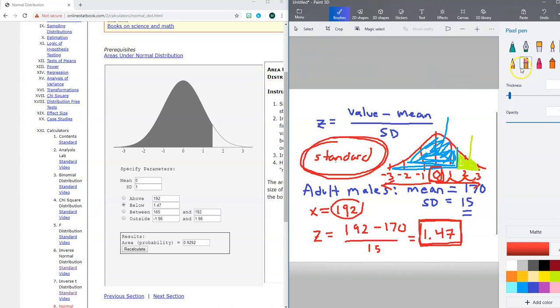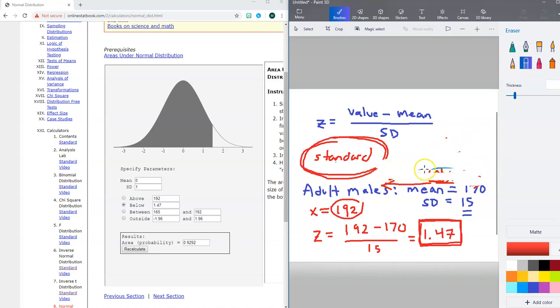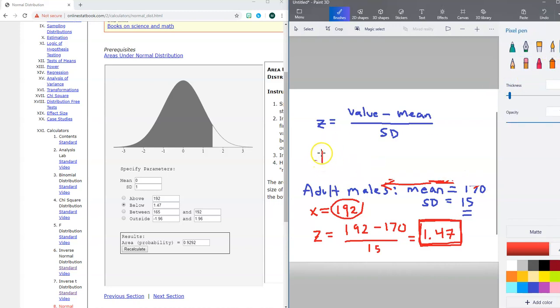So if you see notation, let me actually erase this now. A little while ago, I told you that let's suppose we assume adult male weights are normally distributed with a mean of 170 and a standard deviation of 15. That information may be presented to you like this. It may show a capital N, then parentheses, a 170, comma, and then a 15.